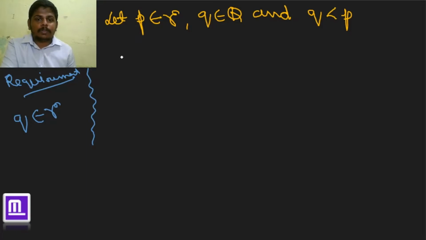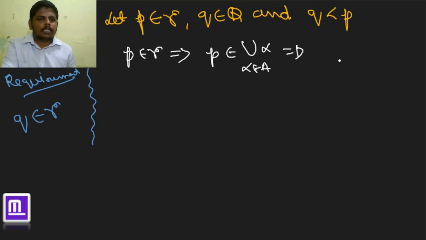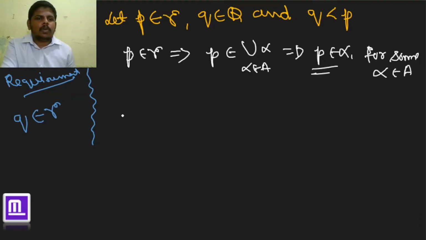We have p belongs to gamma. This says that p belongs to the union of alphas. So this says that p belongs to some alpha. What is alpha? Alpha is a cut. So alpha is a cut, right? So what do we have now? You just think.